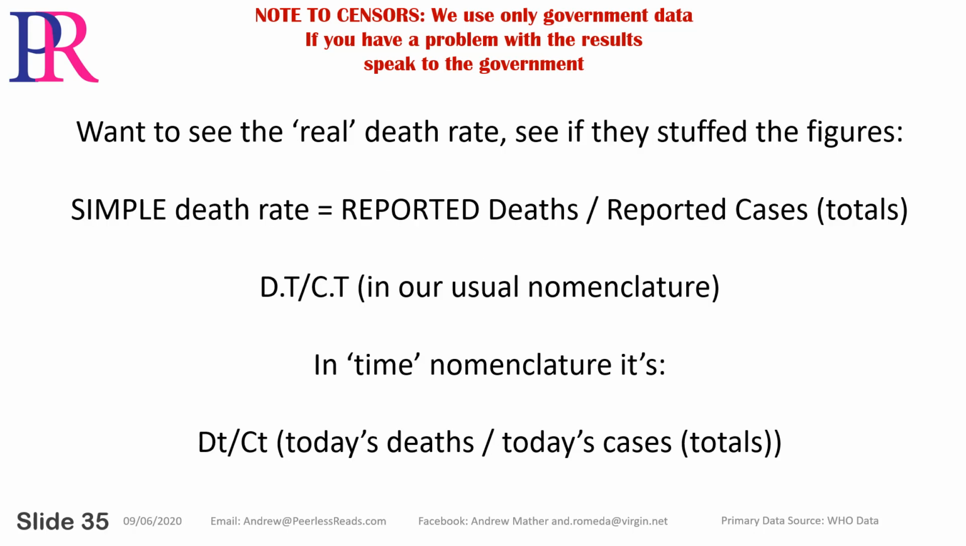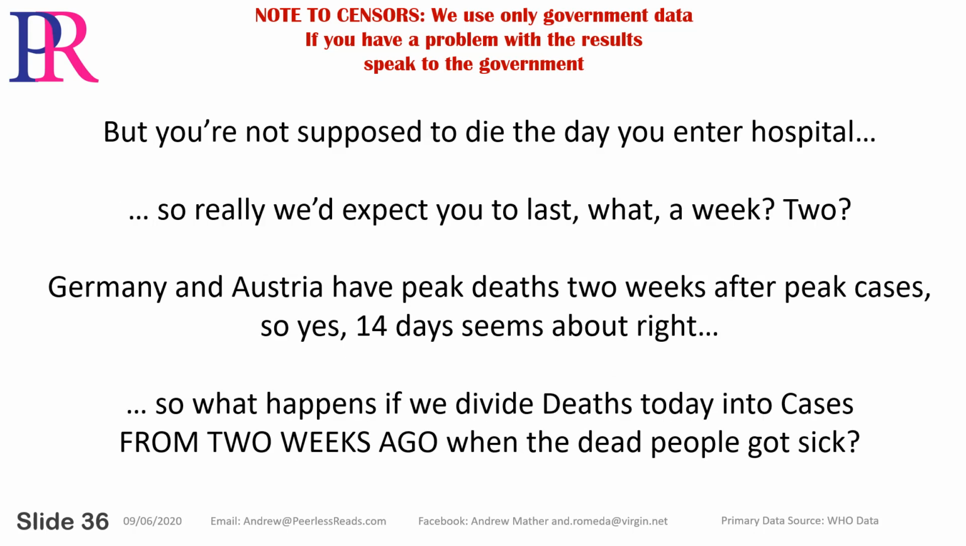Want to see the real death rate? See if they stuffed the figures? Simple death rate equals reported deaths over reported cases, totals. D.T over C.T in our usual nomenclature. In time nomenclature, it's D_t over C_t, today's deaths over today's cases, in totals. But you're not supposed to die the day you enter hospital.